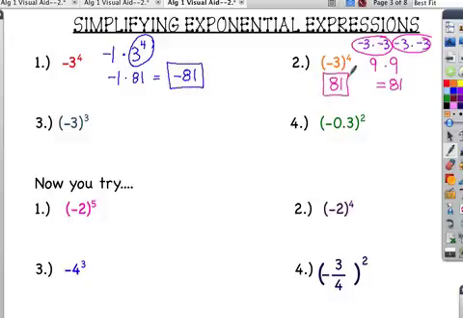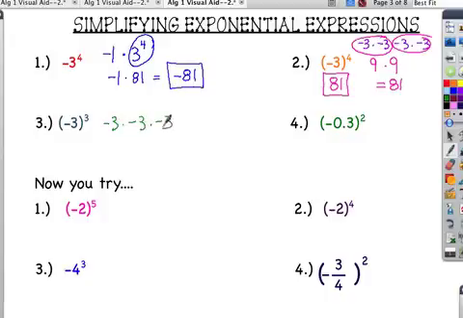Notice what a difference the parentheses makes between your answers in number 1 and in number 2. Now, it's not true that every time you have parentheses you're going to get a positive answer, because when we look at number 3, we're taking the quantity of negative 3 and raising it to the 3rd power, which means we're multiplying negative 3 times negative 3 times negative 3.